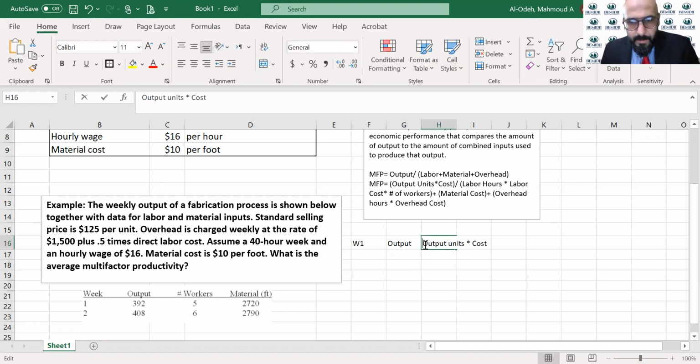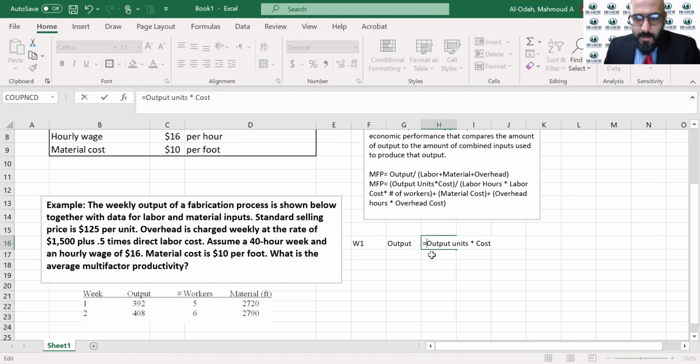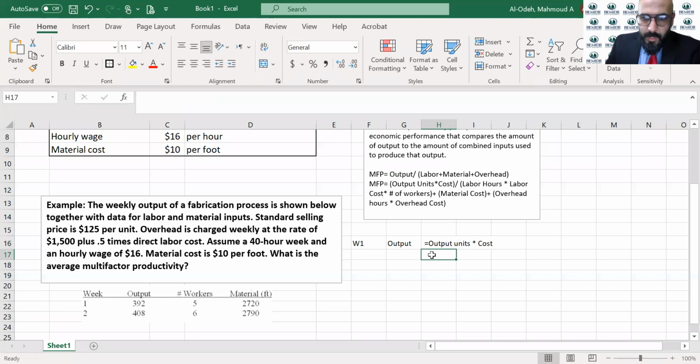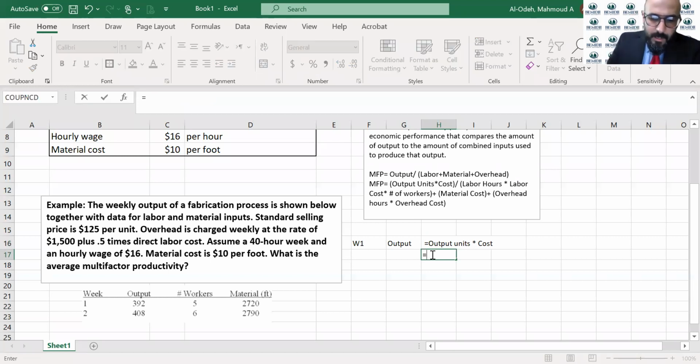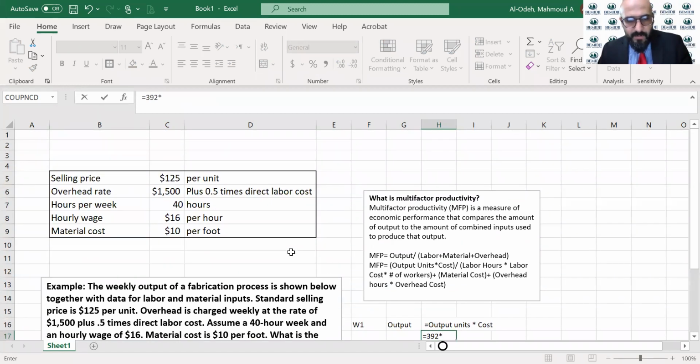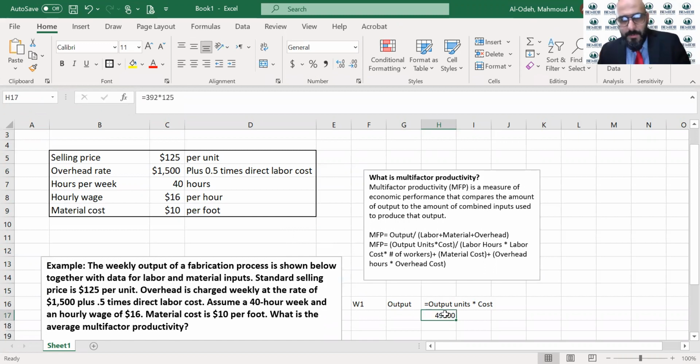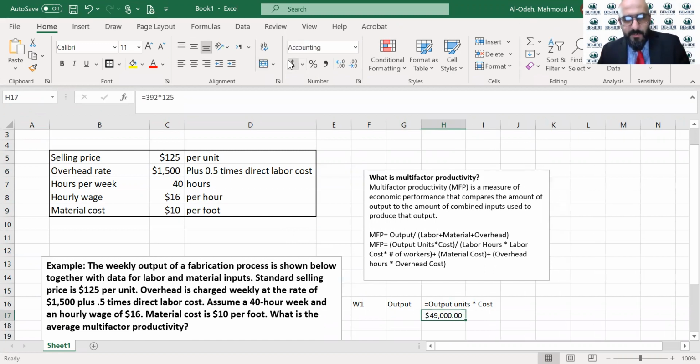Okay. We'll start with week 1. So that would be equal, we have 392 times the selling price per unit, which is 125. That's simple and easy. That would be the output. This is in terms of dollars, 49,000.